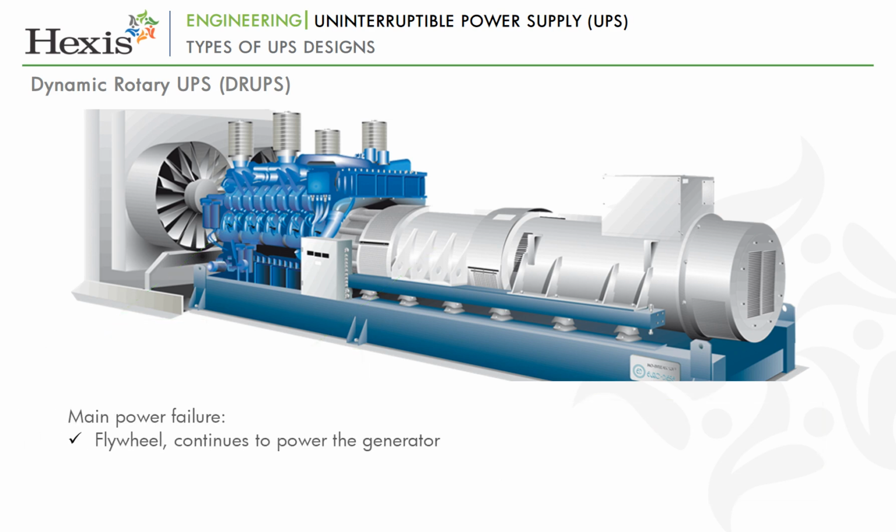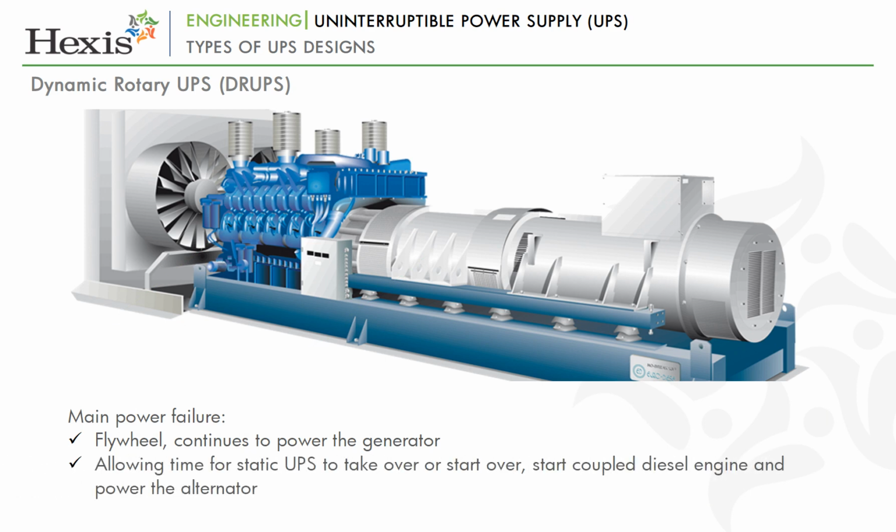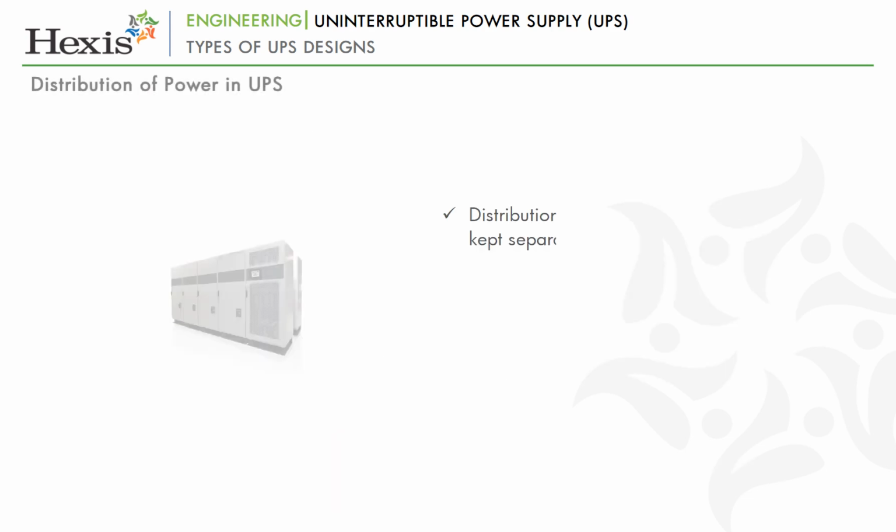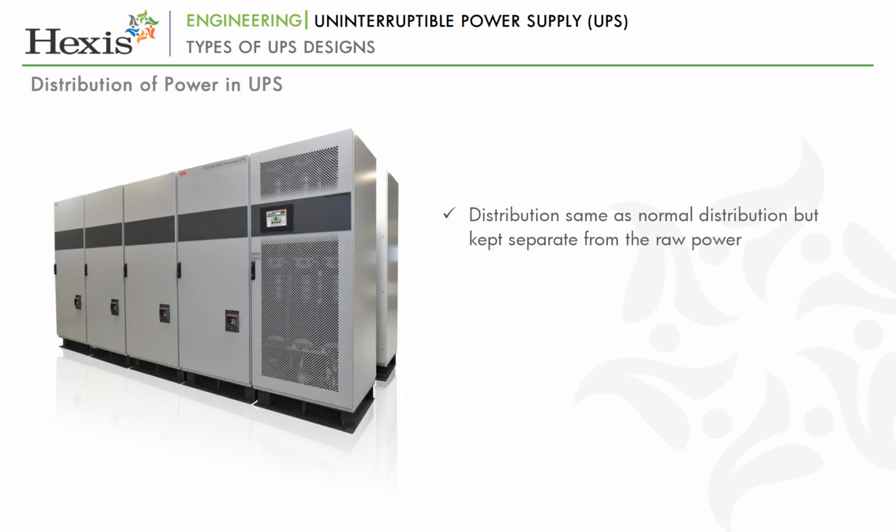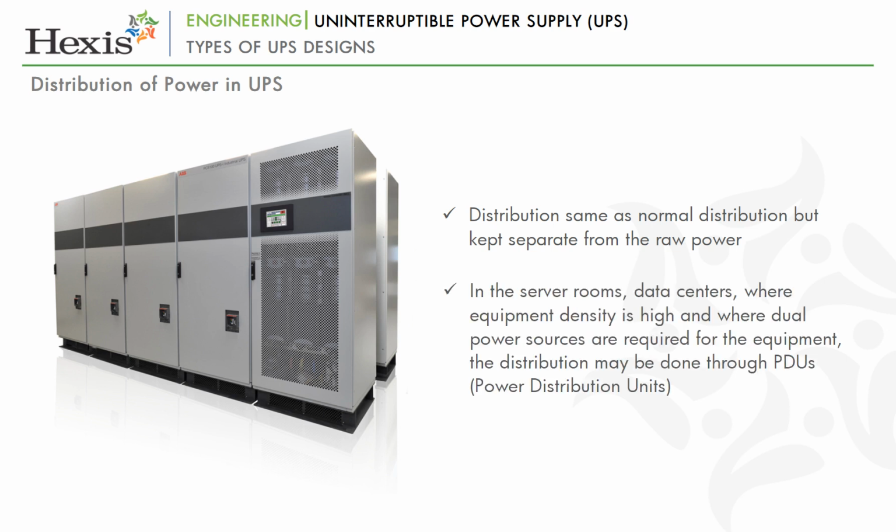Upon failure of the mains power, the flywheel, due to inertia, continues to power the generator for some time, which is sufficient for an alternate static UPS to take over or for a coupled diesel engine to start and power the alternator. The distribution of the UPS supply is done in a similar manner as the normal distribution, but is kept separate from the raw power distribution. In server rooms and data centers, where equipment density is high and where dual power sources are required for the equipment, the distribution may be done through PDUs, that is, power distribution units.